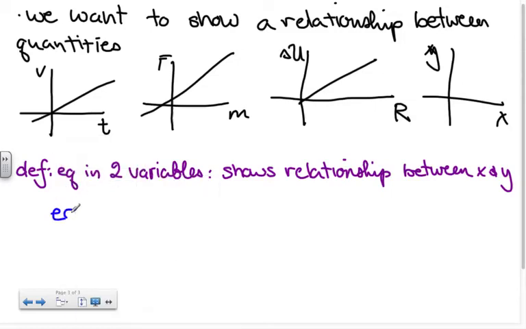So as an example, let's say I have y is equal to 2x plus 3. This is an equation in two variables because I have the relationship between y and x. In this case, it's telling me that y will be twice the x value plus 3. And we'll talk more in detail about that in a minute. And every graph has a solution.